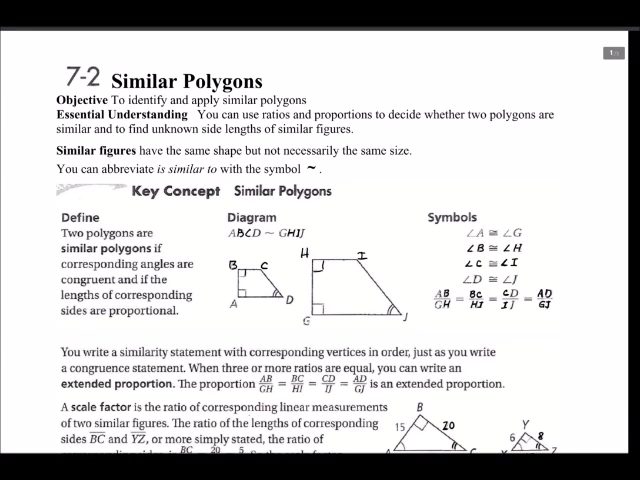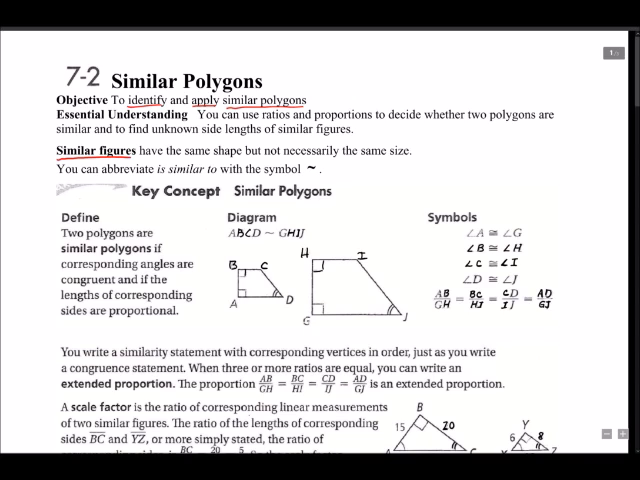7.2 Similar polygons. The objective in this lesson is to identify and apply similar polygons. We are going to use ratios and proportions in this lesson, very important. Start with some vocabulary here.